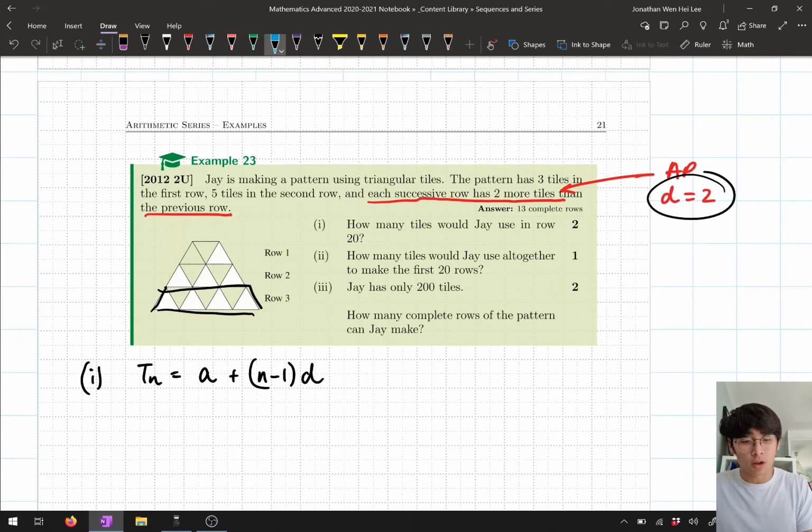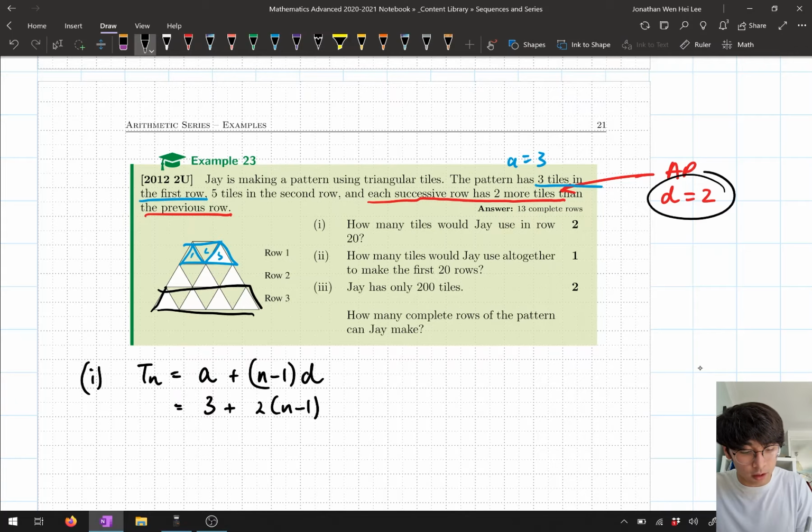And if you have a read of the question, where do we see what the first row is? Well, you can look at it in the diagram and you notice there's 1, 2, 3. Or you can read here, the pattern has 3 tiles in the first row. And so A is just going to be equal to 3. And so here, this just becomes 3 plus 2 times n minus 1. And so here, this becomes 3 plus 2n minus 2. And so that becomes 2n plus 1.